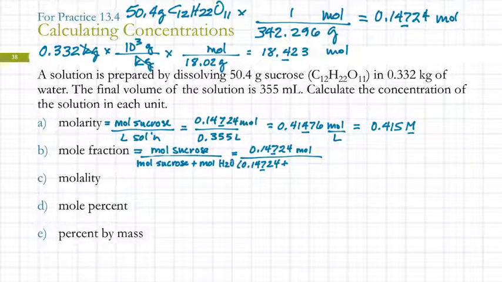So that's what we're going to put down here. We have to add the moles of solute and solvent together. The unit down there is moles. Be careful when you do the calculation. 0.14724 divided by the quantity 0.14724 plus 18.423. I'm getting 0.0079288.